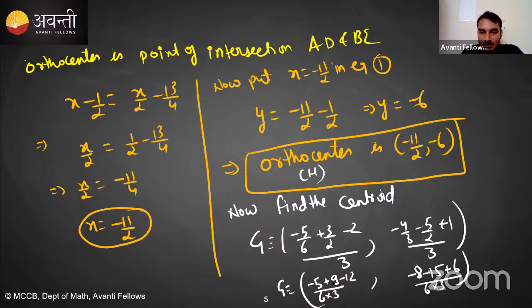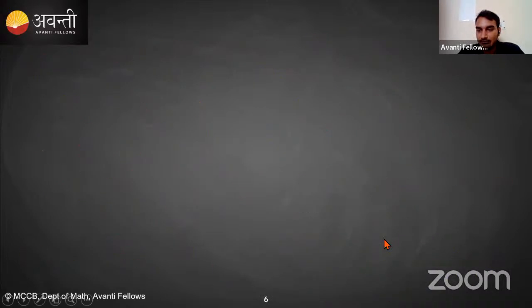Centroid is nothing but -17 + 9, which is -8. -8 upon 18, so -4 by 9. Right? So -4 by 9. Clear so far? Is this clear, students? Okay.